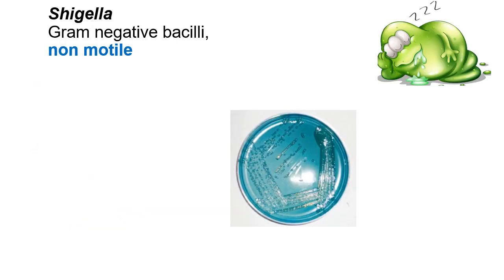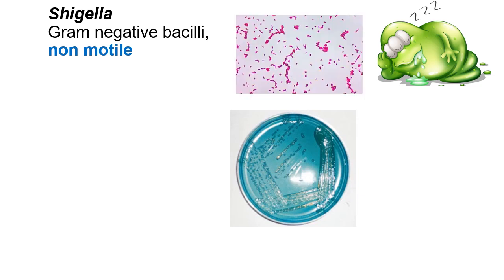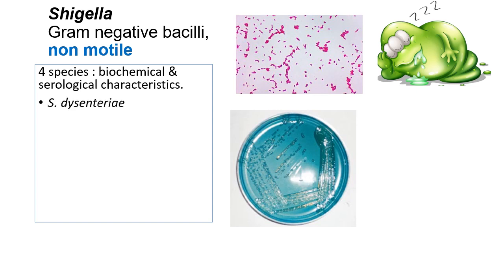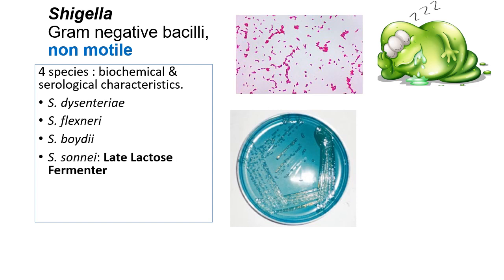Okay, so we learned that Shigella is a gram-negative bacilli. They are very inert, non-motile, and also biochemically inert. There are four important species in this group: Shigella dysenteriae, Shigella flexneri, Shigella boydii, and Shigella sonnei.